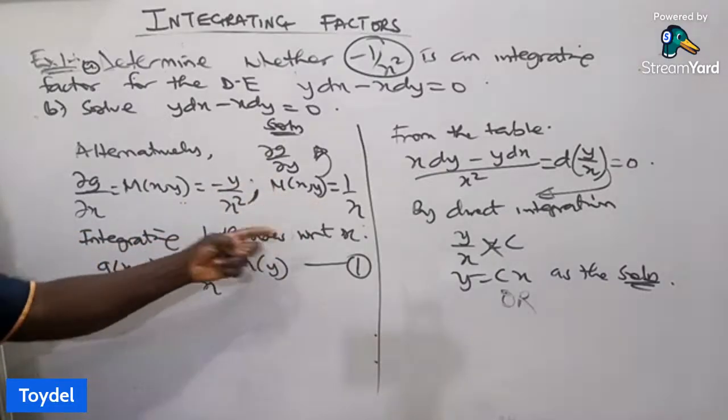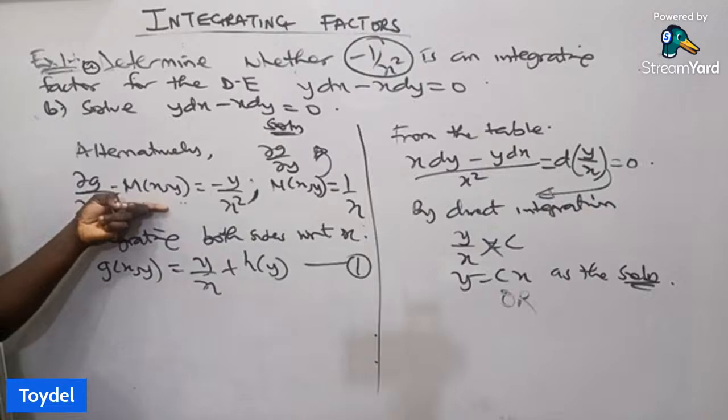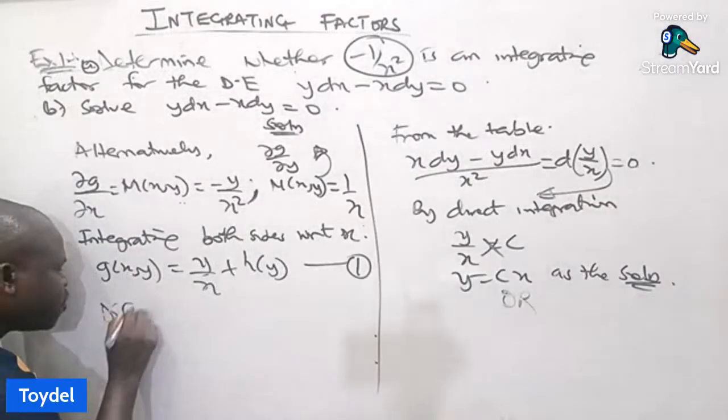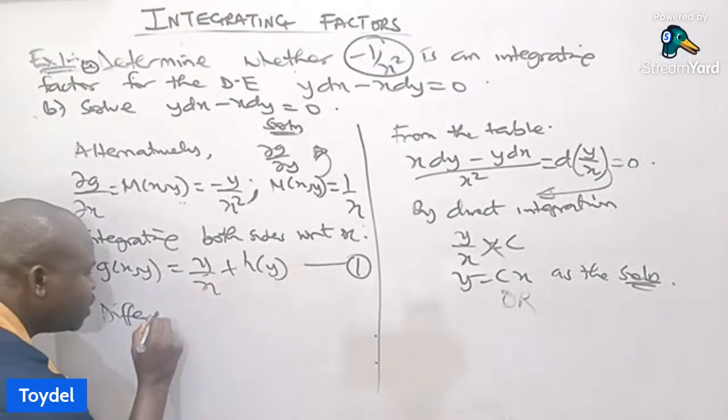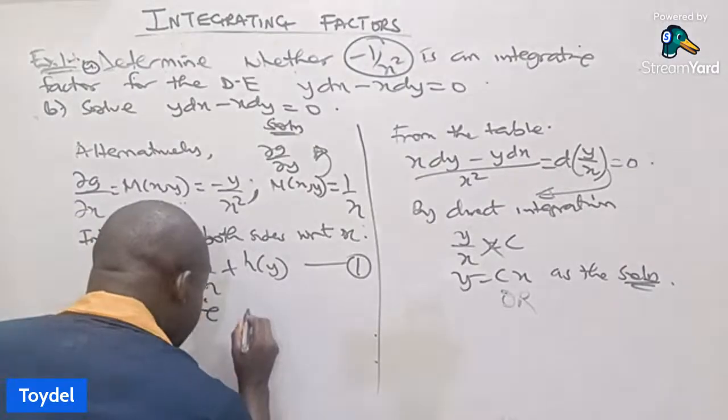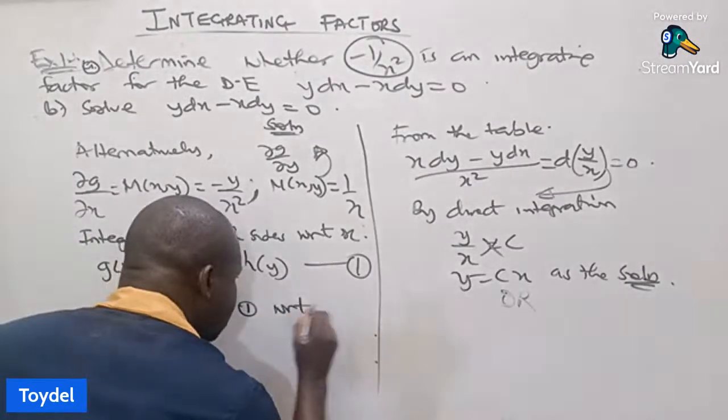So you integrate both sides of this, g_x, which is M, with respect to x, and we generate the first equation. Once we generate the equation, we go ahead and differentiate equation 1 with respect to y.